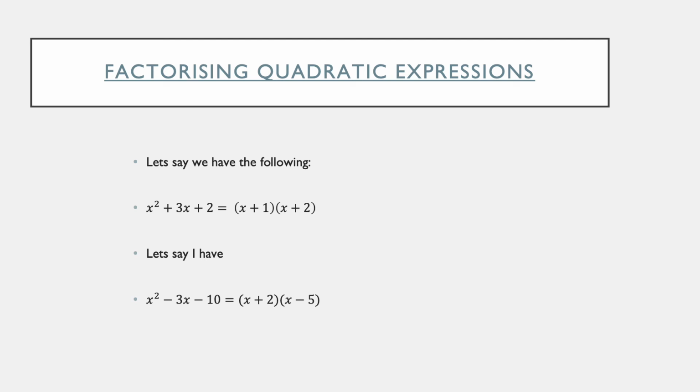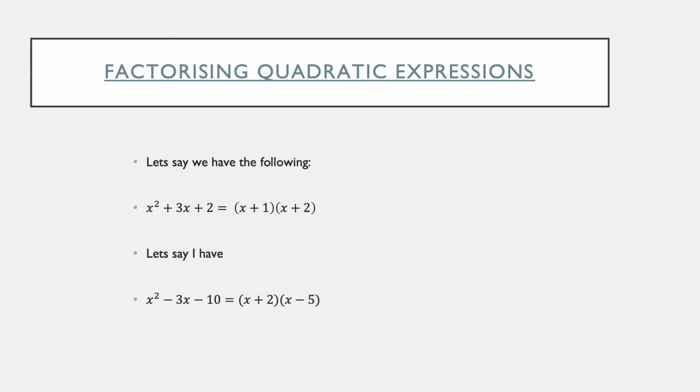I need 2 numbers that add to make the middle term and multiply to make the end term. So you've got to find the factors of the end term. It's going to be 1 and 2. 1 add 2 gives me 3, and 1 times 2 gives me 2. So it's going to be x plus 1 times x plus 2. So it's 2 numbers that add to make positive 3, and multiply to make positive 2.